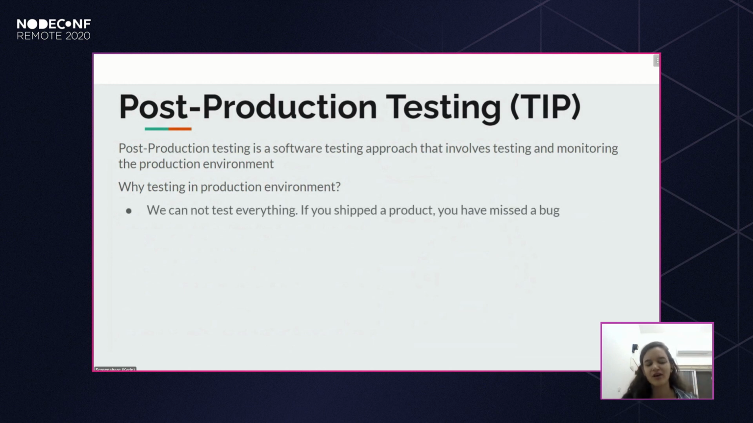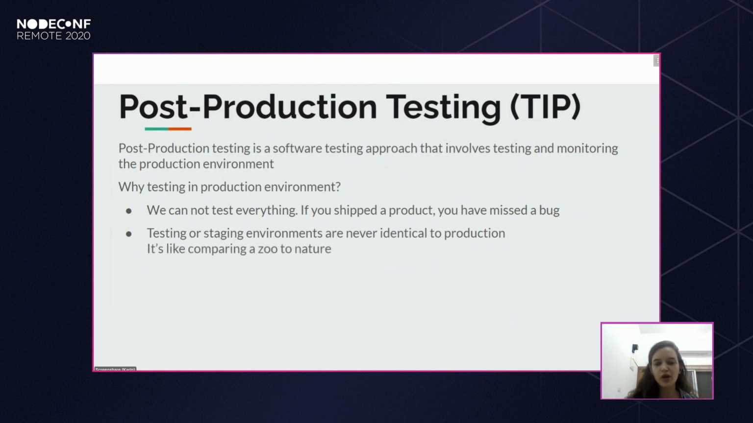First of all, you all should know that we cannot test everything. If you've shipped a product, you missed a bug. Each and every one of you, if you have clients, they've called you and told you something is not working correctly. So if you did post-production testing, you might have seen that bug before the client would have. And also, testing and staging environments are never identical to production. It's like comparing a zoo to nature.